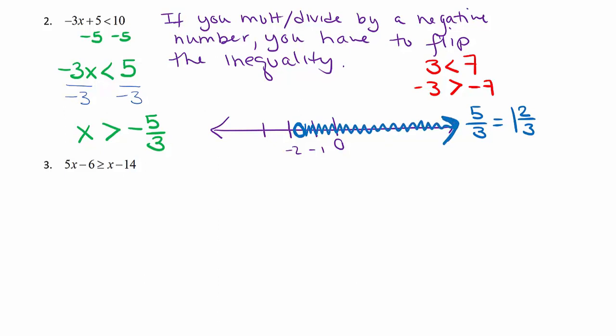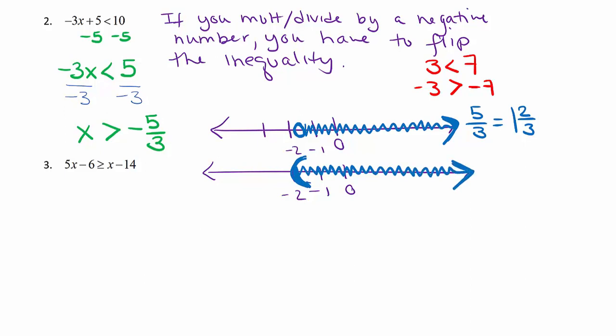So I use a closed circle when I have that or equal to, and I use an open circle when I don't. Now the other symbol that you might see is a rounded parenthesis like this. That is equivalent to the open circle. I don't care which symbol you use. I'm going to stick with the circles in the notes.